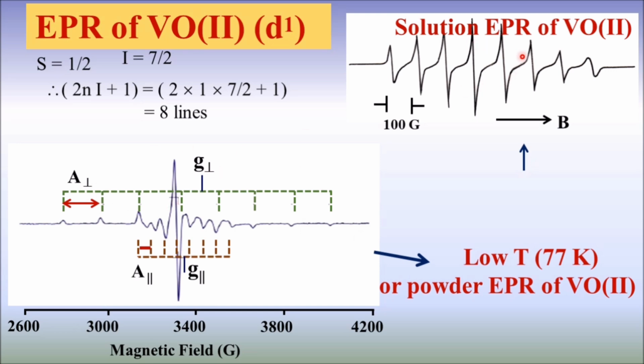In the case of solution EPR, it is isotropic because of tumbling motion. The spectrum obtained is isotropic, whereas the spectrum obtained in the case of powder EPR at low temperature, or solution at low temperature, is anisotropic because of the orientation of the molecules at low temperature.